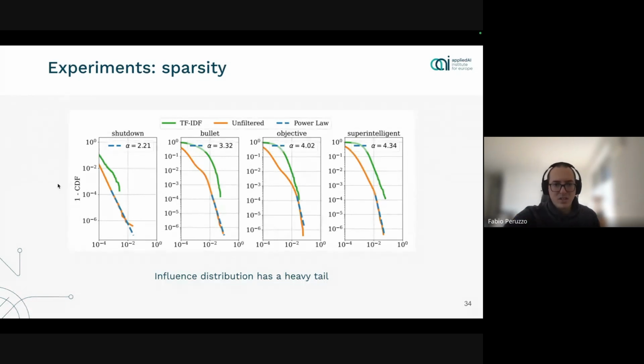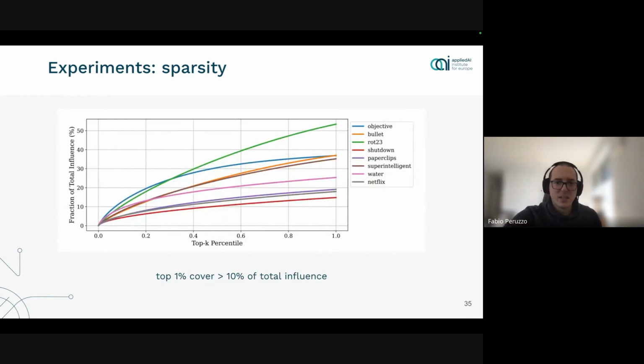So what they show here is that the cumulative distribution function in the log-log scale decays as a power law, so as a line after a certain threshold, which in other words means that if you take the top 1 percentile for the shutdown query, so this red line is the shutdown query, the top 1% of documents in influence have a sum up to more than like 15% of the total influence. So in other words, this is a further confirmation of the long tail theory, of the long tail observation that some training data points have an outsized impact on the model performance.